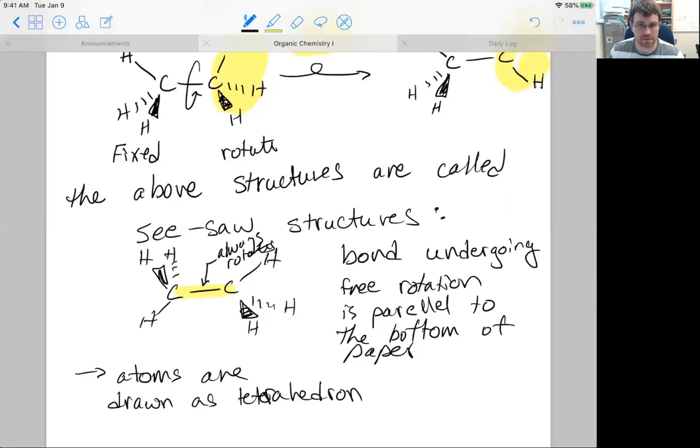It's a straight line. Okay, so you might say, well, aren't all sigma bonds able to undergo free rotation? Yes, but when we're looking at conformational isomers, we're typically analyzing one bond that's undergoing free rotation. So we need to focus on that one bond. So I've highlighted that bond. I've said always rotates, indicating that's the bond that we're analyzing.